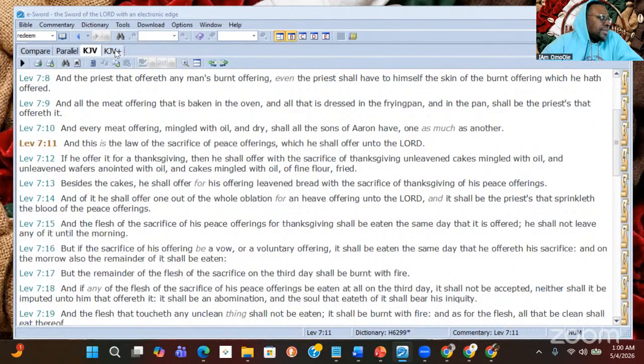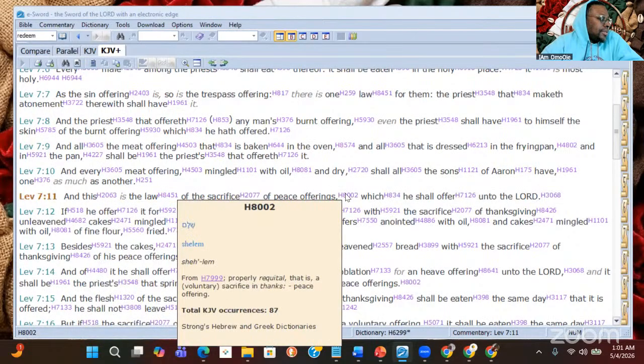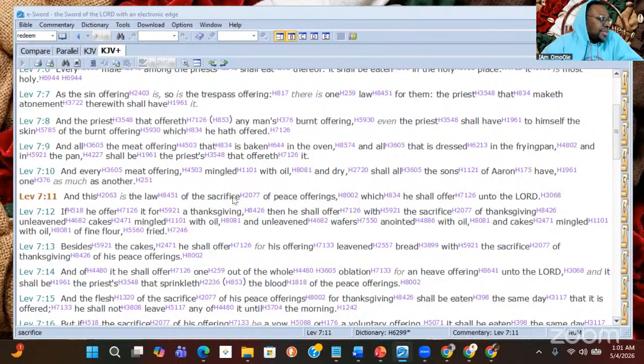What is the word for sacrifice? Zebak, which means slaughter. Shalem. Peace offering. Voluntary offering.